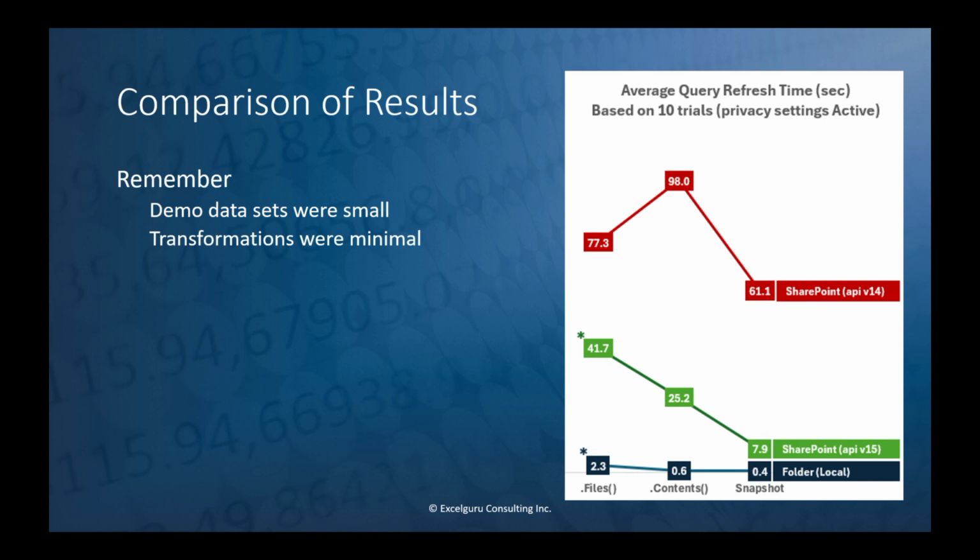25 seconds when I just switched it to .contents and didn't do anything with snapshotting, down to 8 seconds when I went and said, hey, I want to offload the historical piece as well. This is how you get performance out. But when you forget to have that API tag on there, I ran 10 refreshes on each of these.